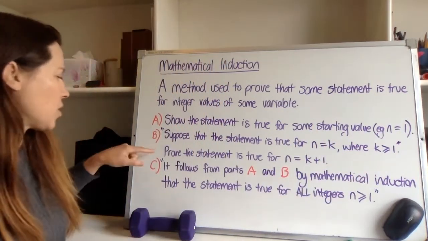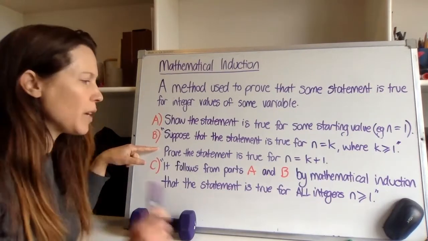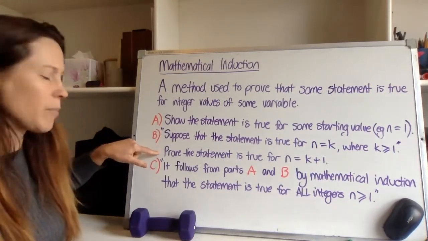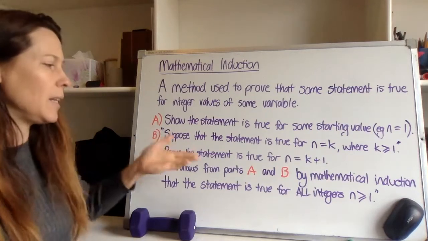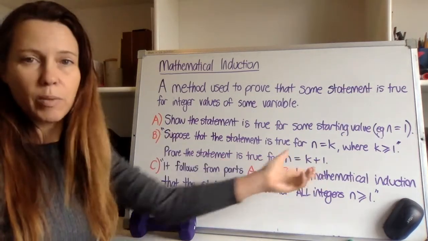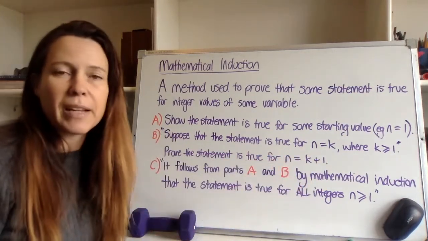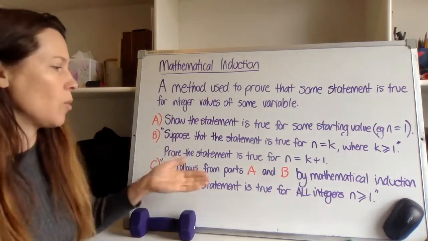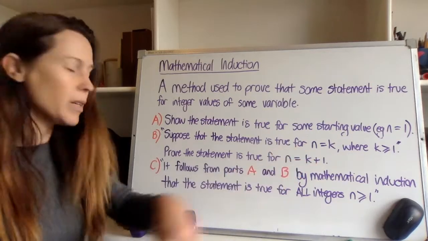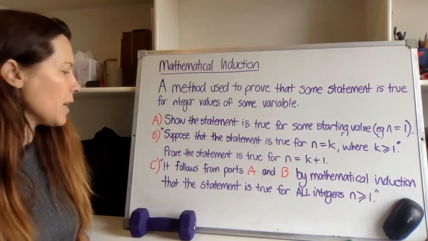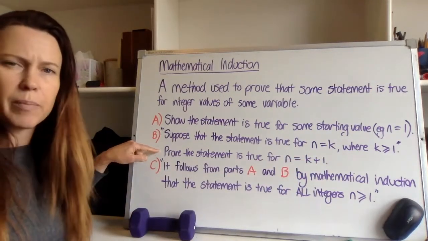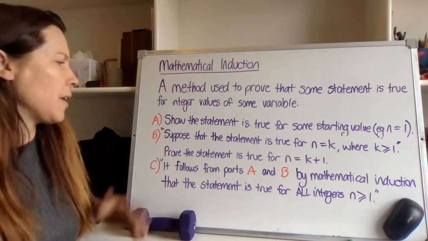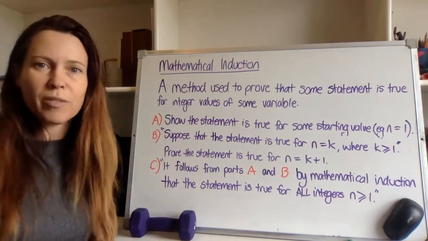When it comes to actually proving that the statement is true for n equals k plus 1, I wouldn't start by writing this. I would say let n equal k plus 1, and then you're going to sub that in. And if it is true, you'll say, therefore, the statement is true when n equals k plus 1. So yes, you do need to write this down, but maybe not as the starting point. Now, this will make more sense once we look at an example.